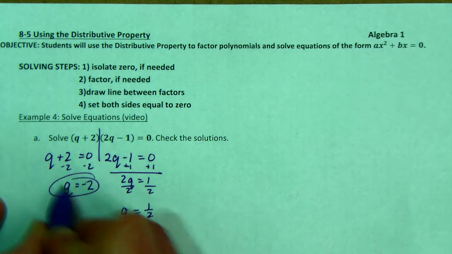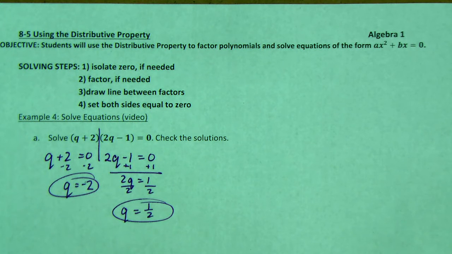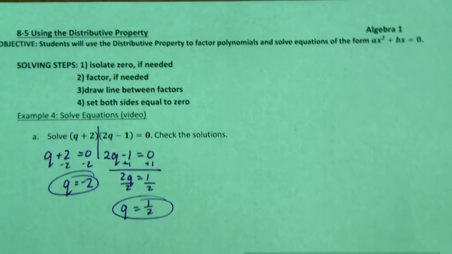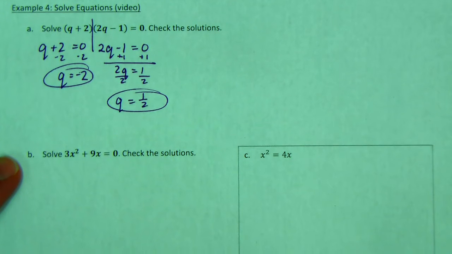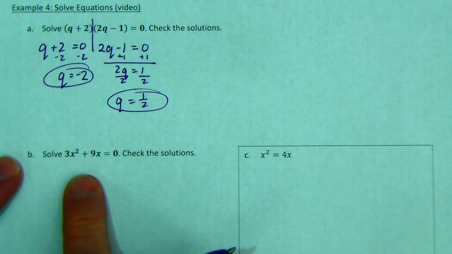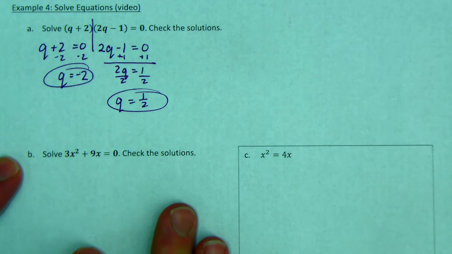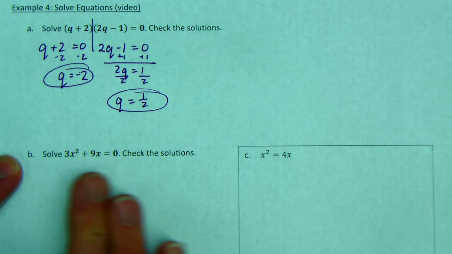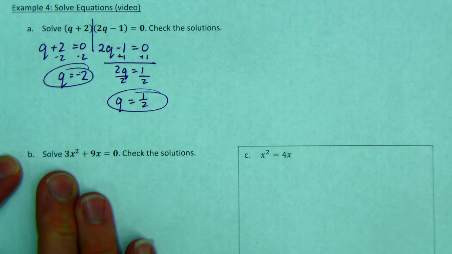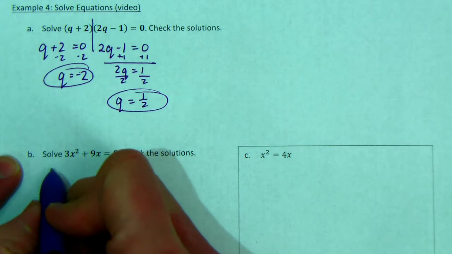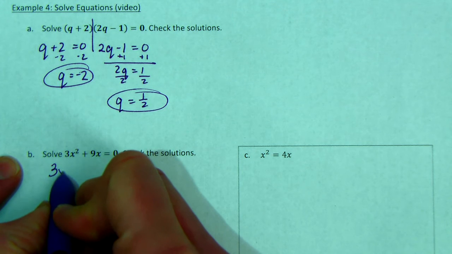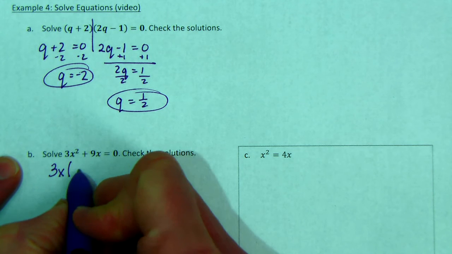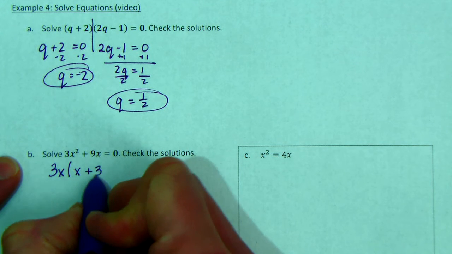Okay, so let's try that again, but we're going to add a step. In example B, right below this, the added step is because this one is not factored for you. But this is only a binomial. So what can I do with that binomial? What can we take out? We can factor out the greatest common factor of 3x and get x plus 3 in here equals 0. It still equals 0. All we did was undistribute, or factor.